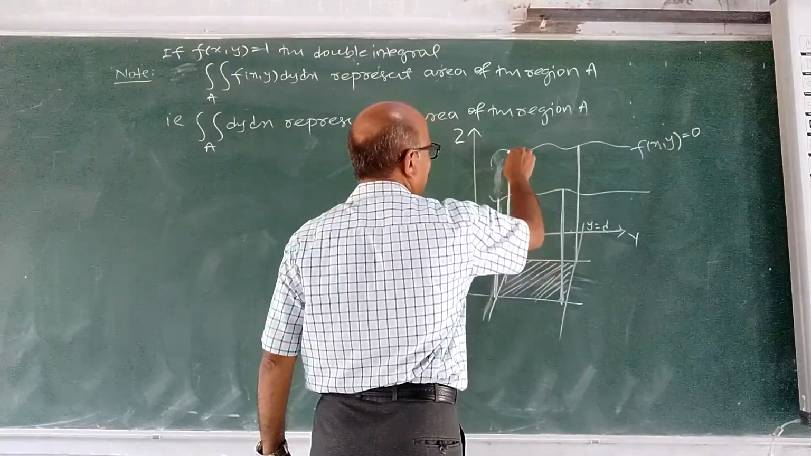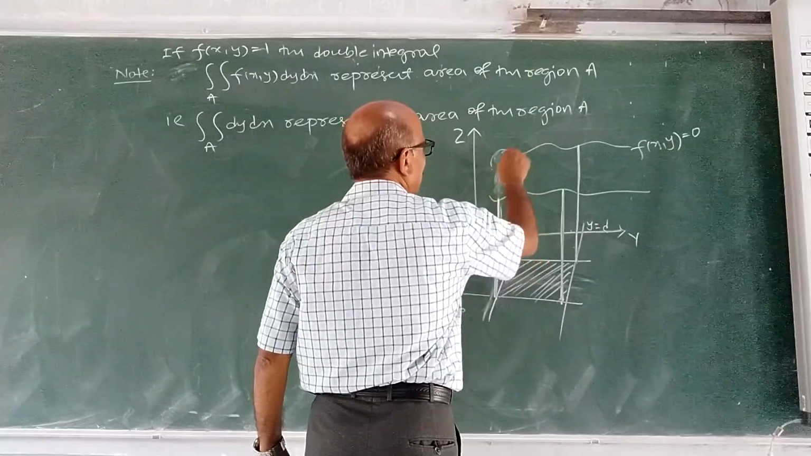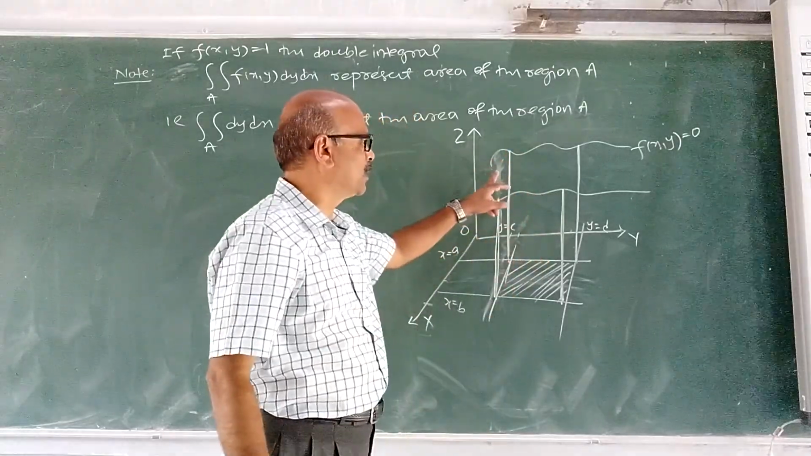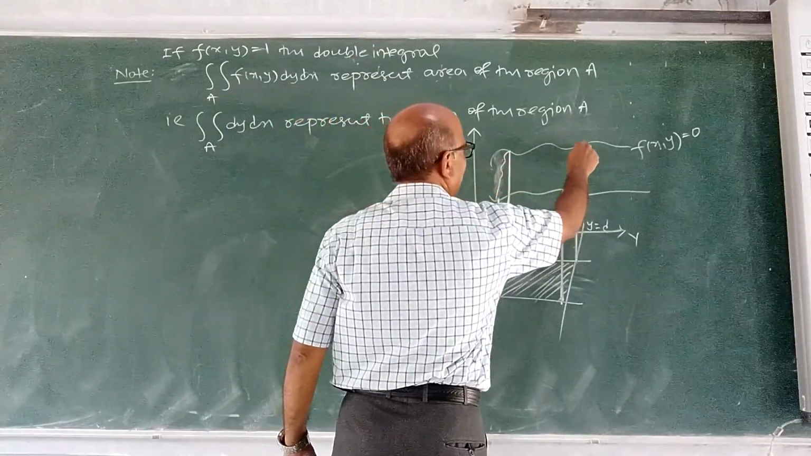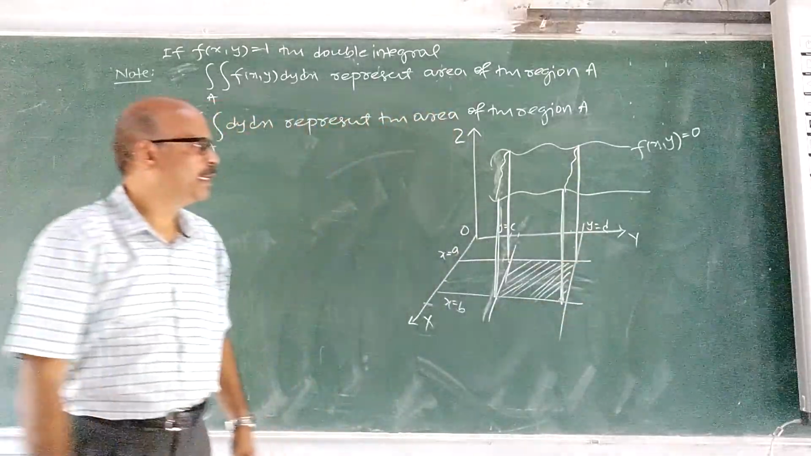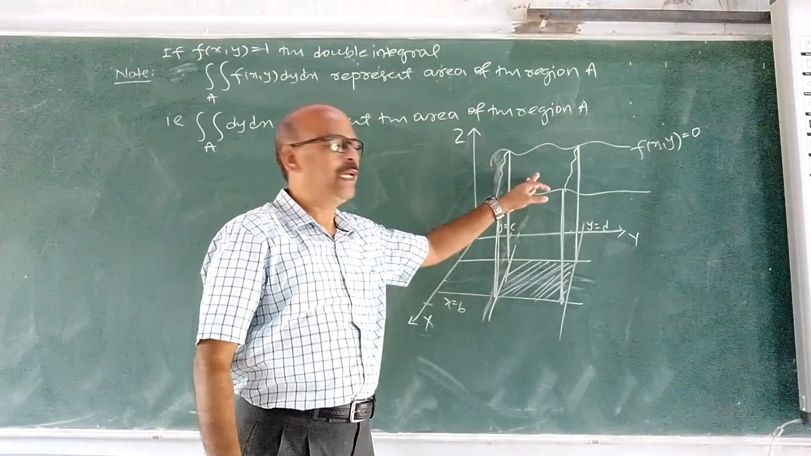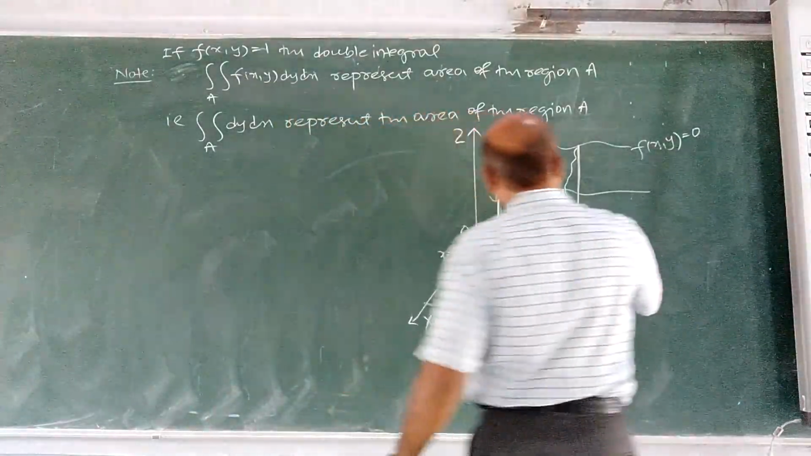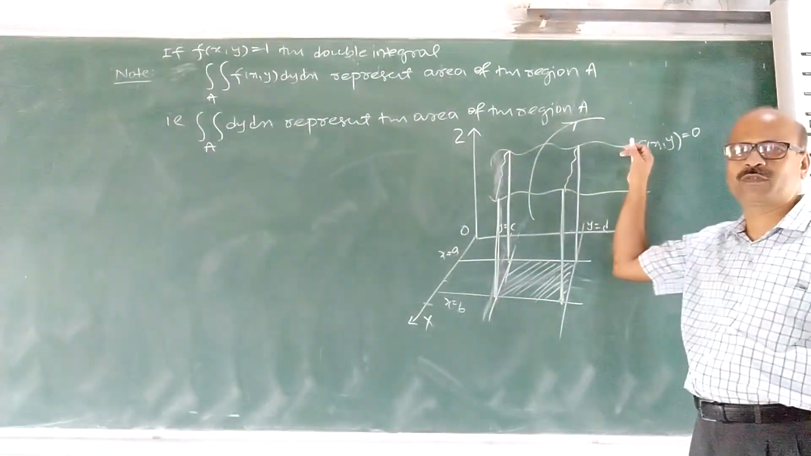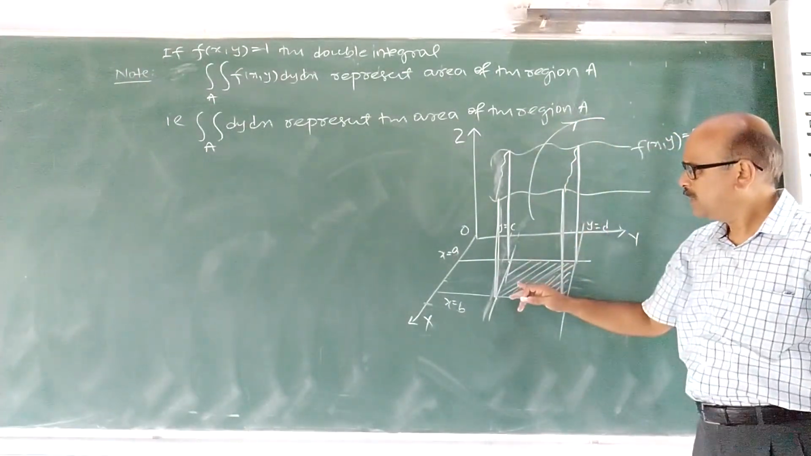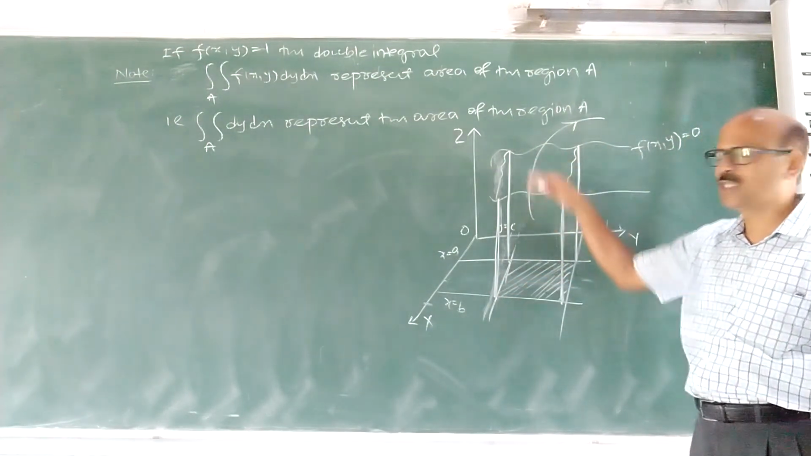What is that volume? Suppose the curve is like this. It is a closed curve. Then you get this one. Suppose this is the curve. Then you will get the volume bounded by the surface. What is the surface? f of xy is 0. And the volume is bounded by this surface above this region.